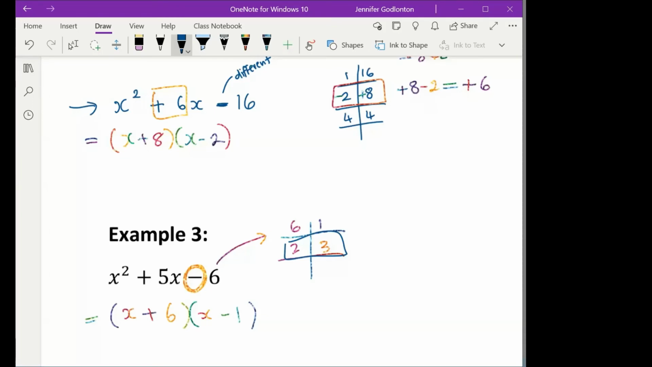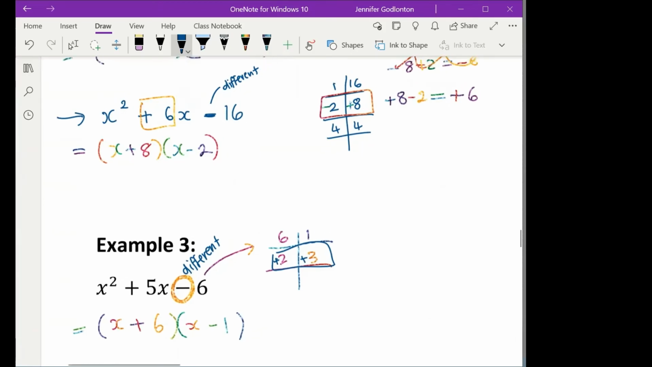Because that coefficient is a negative, the signs need to be different. Good. And because the negative is a negative, my signs have to be different. And if I use 2 and 3, they would both have to be plus, which means my signs wouldn't be different.